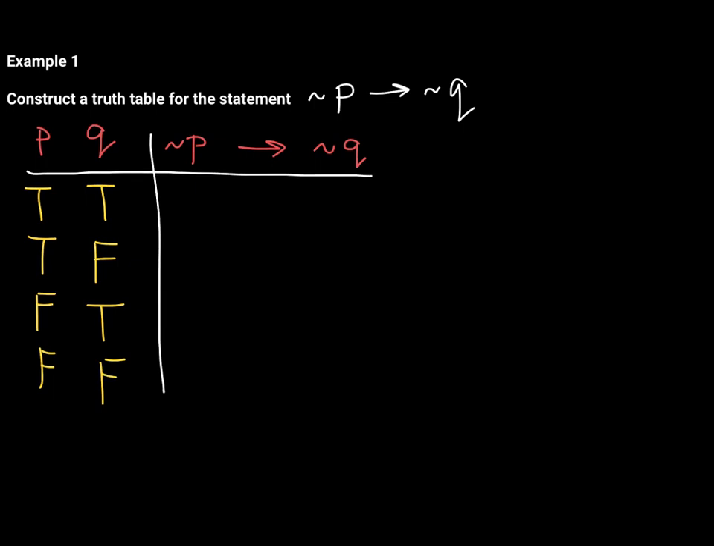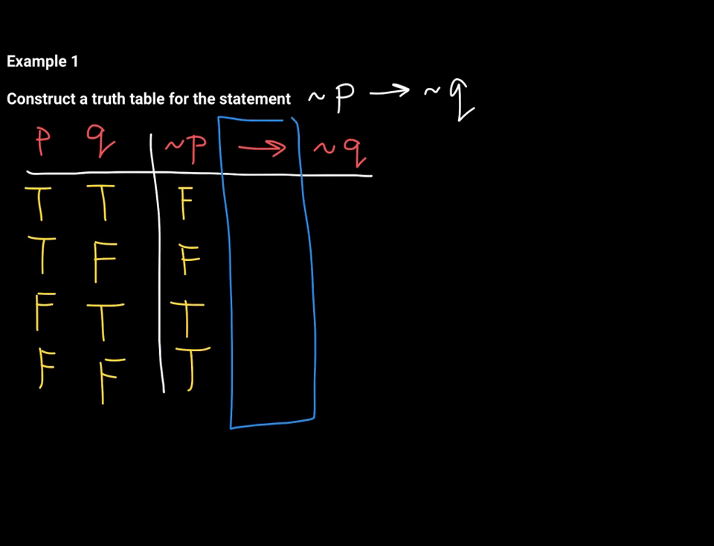Now, what is not P? The negation of P is just the negation of these truth values. When P is true, not P will be false. And when P is false, not P will be true. So this will be false, false, true, true. Now this is my answer column, and I'll fill that in last. Not Q is the same kind of idea. It'll just be the negation of these truth values underneath Q. So it will be false, true, false, true.